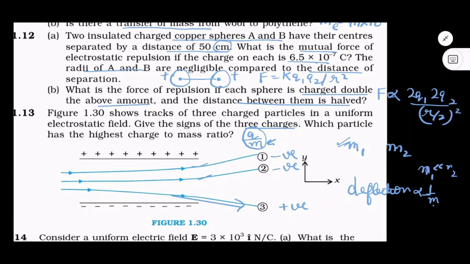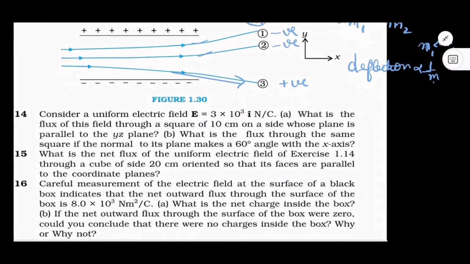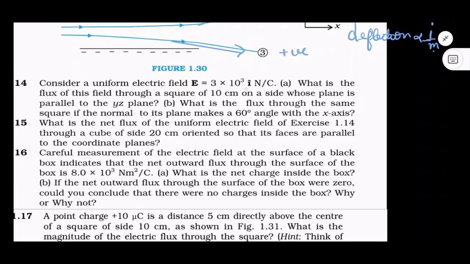Now let's move to the next question, which says: consider a uniform electric field. We are given some electric field, and what is the flux of this field through a square of 10 centimeter side whose plane is parallel to the YZ plane? So we have a plane which is parallel to the YZ plane, and you have to calculate the flux through the square. We know the formula of flux, which is equal to E dot A, that is E vector dot A vector.